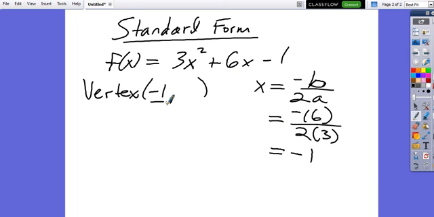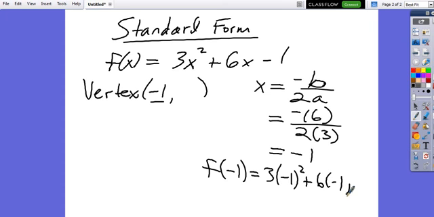So now we're going to take that x value and plug it back into the function. So we'll have f(-1) = 3(-1)² + 6(-1) - 1. When we simplify this, we get negative 1 squared, which is 1. So 3 times 1 is 3. Minus 6 minus 1. That comes out to be negative 4. So the y value of our vertex is negative 4.